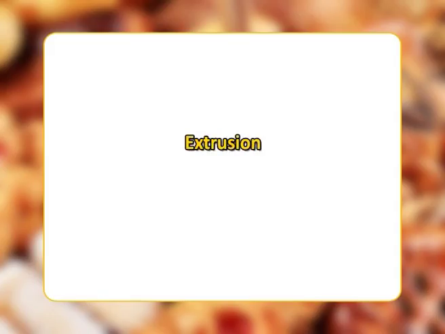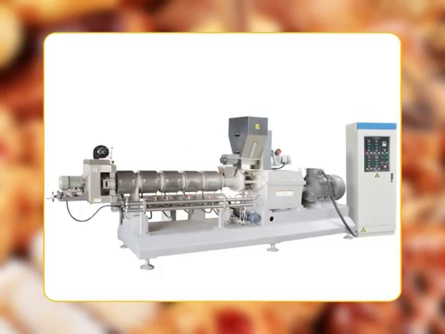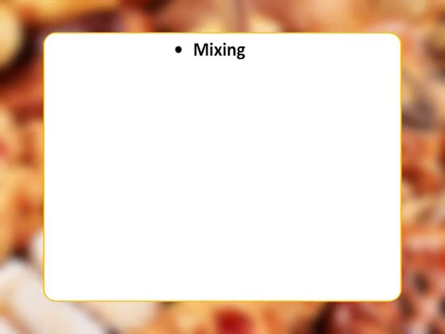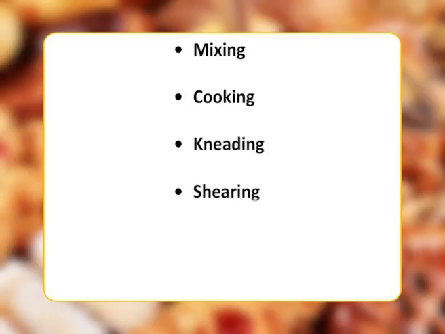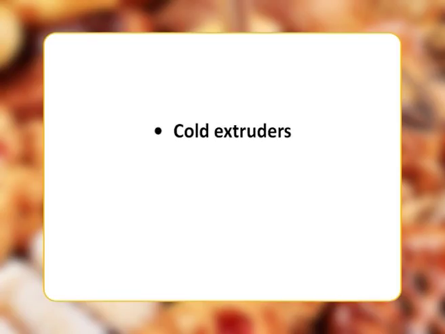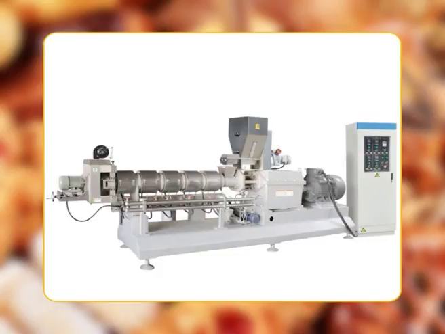Next is extrusion. Extrusion is a process which combines several unit operations that include mixing, cooking, kneading, shearing, shaping and forming. Extruders are classified according to the method of operation, that is cold extruders or extruder cookers, and the method of construction, whether it is a single or twin screw extruder. The principles of operation are similar in all types.